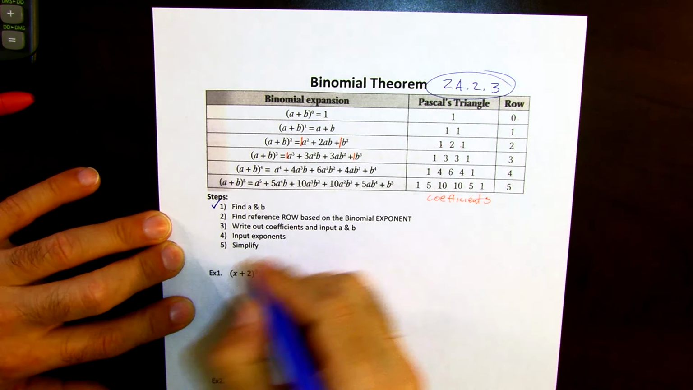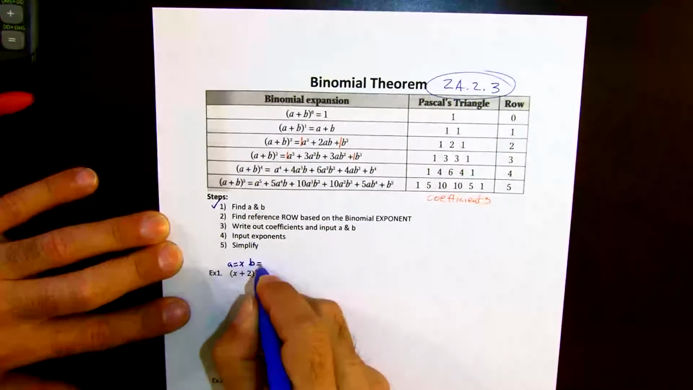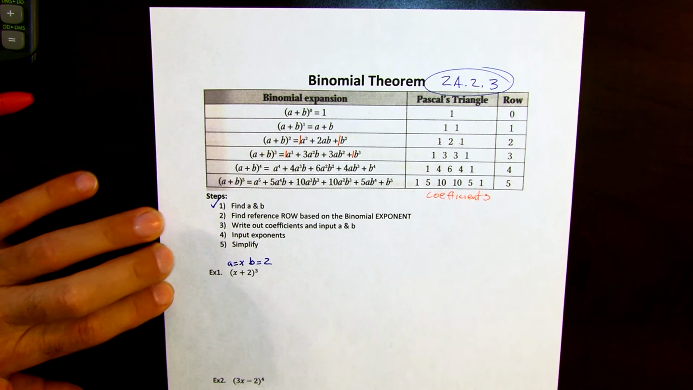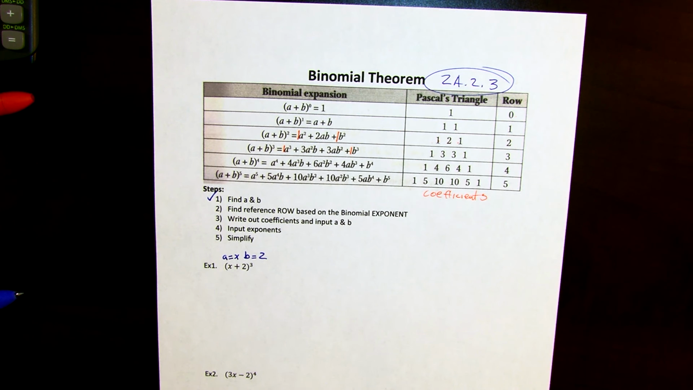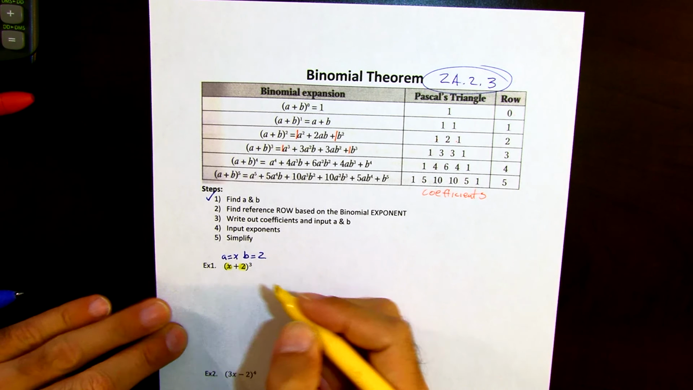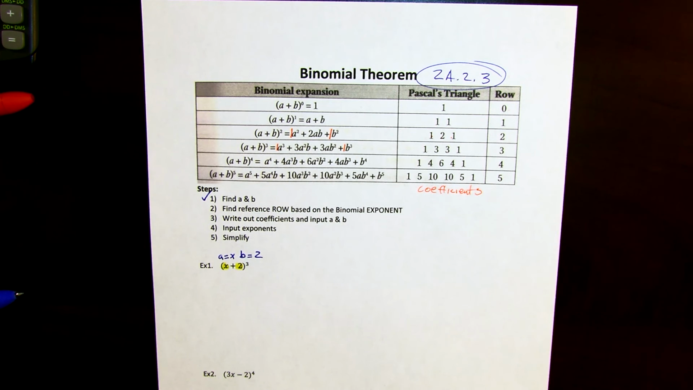Okay? So look, A is X, B is 2. Everyone okay with me? Okay with me doing that? Right? It's a binomial, so you just look inside the binomial. Your A is the first term, your B is the second term. Don't forget that it's positive 2. It's positive 2. Okay. That's why I put a 2 here.